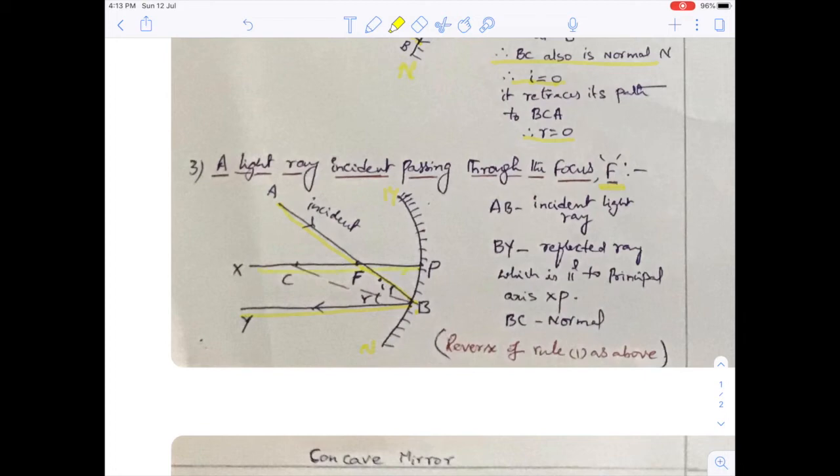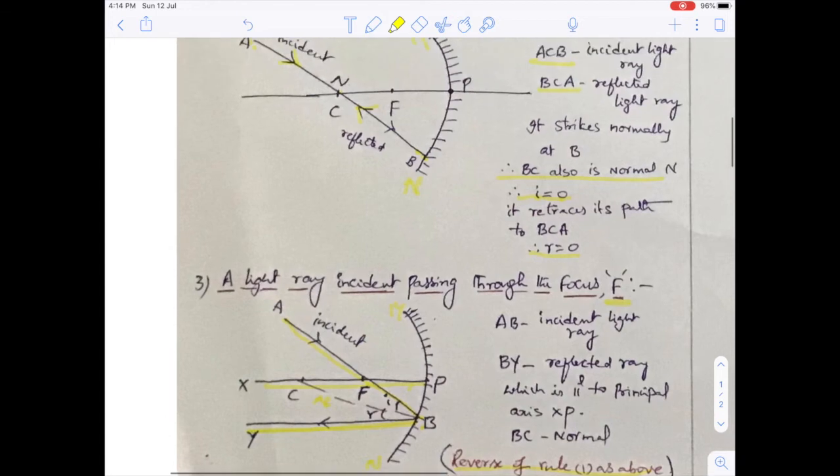This is the principal axis. So BY is this. So BY will be parallel to the principal axis. Now if you join BC, that becomes the normal. So this is the angle of incidence, this is the angle of reflection.